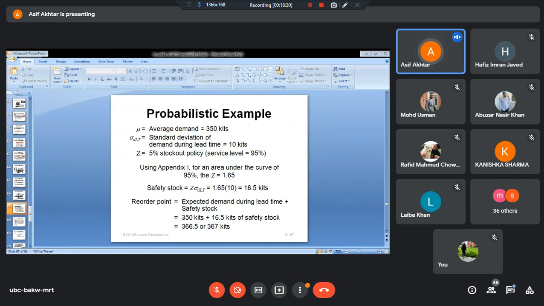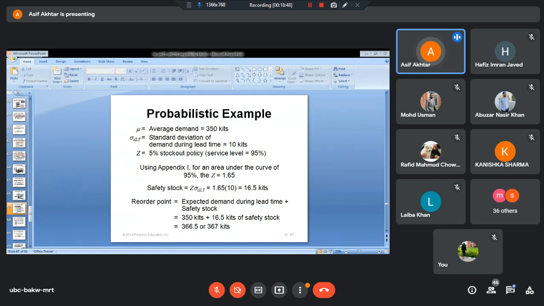Here you need to understand a little about Z, what is the Z? Z is at 95% probability. So Z at 95% probability, when we looked it up from the table, the value is coming out to be 1.65.